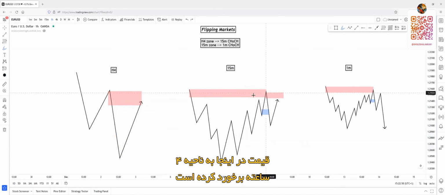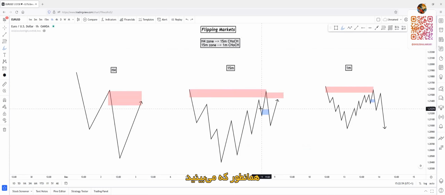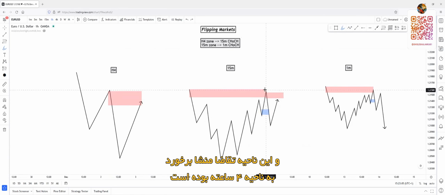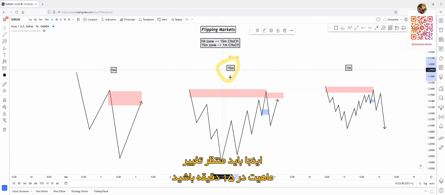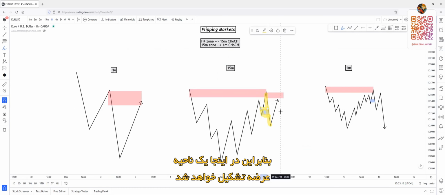Okay, price reached the 4-hour supply zone here, tapped into this 4-hour supply zone, and you will have to wait for a 15-minute change of character. As you can see, this was the last demand zone that created a new high with an inefficient push and break of structure, and this demand zone caused the tap of the 4-hour supply zone. You will have to wait for a 15-minute change of character here. So this is the 15-minute chart. Price changed character on the 15-minute and broke through the last demand zone, which means a supply zone will be formed, and it was formed here.